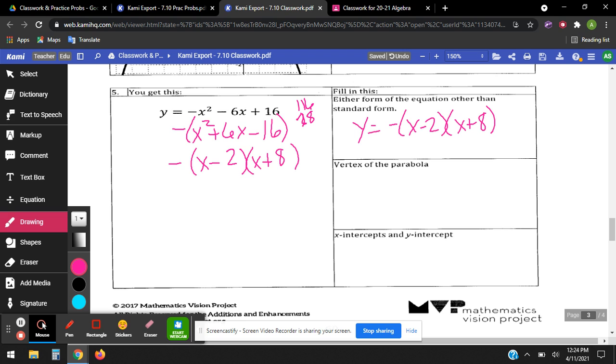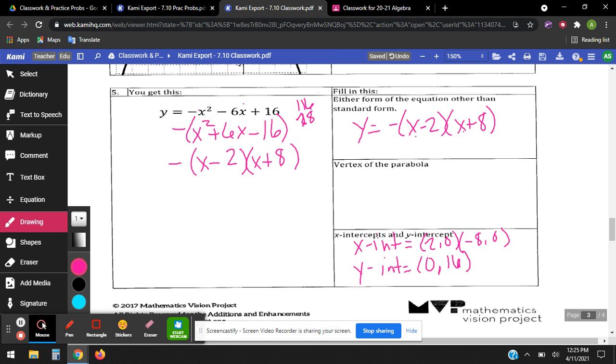And so the vertex of this parabola, well, let's do our x-intercepts and y-intercepts first. Because I did factored form, I can find those x-intercepts quicker. So the x-intercepts would be 2, 0 and negative 8, 0. And the y-intercept, if everything here is a 0, then it's 0, 16. My standard form gives me that y-intercept.